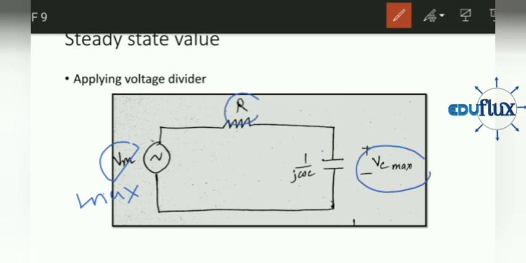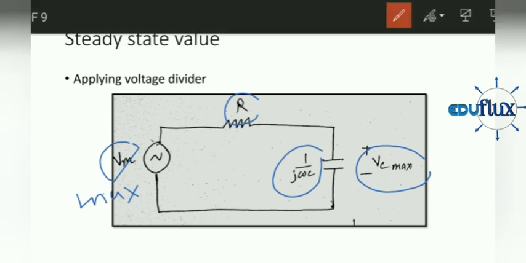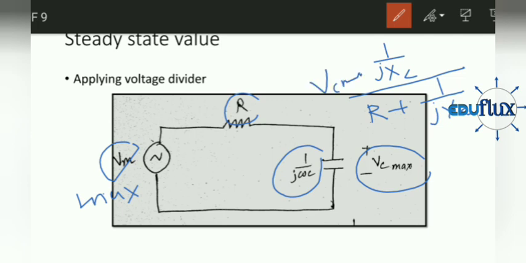This is R and this is 1 by j omega C. This is very simple, very trivial. Now we will be applying voltage divider law. So what will be voltage divider law? Voltage divider law will state that 1 by j Xc divided by R plus 1 by j Xc, this is the ratio, into Vm. Correction, into Vm, into this one. Then we will get our Vc max.